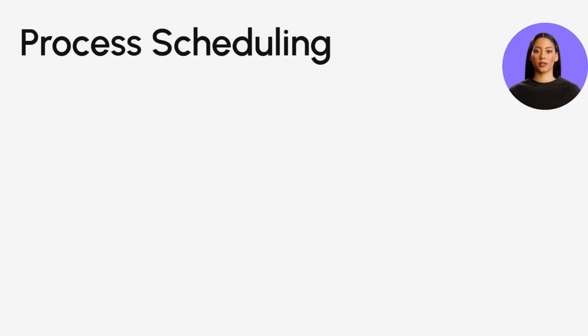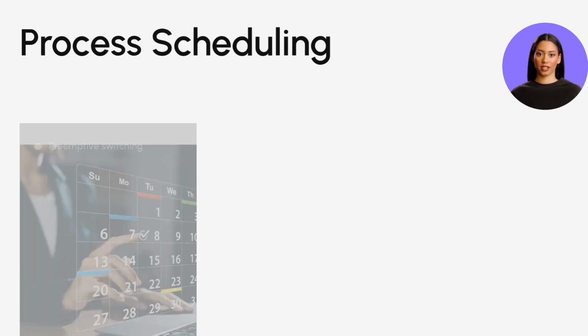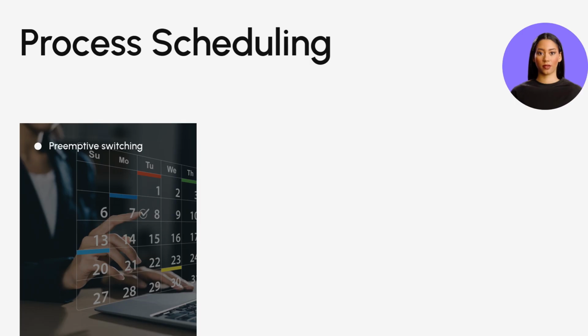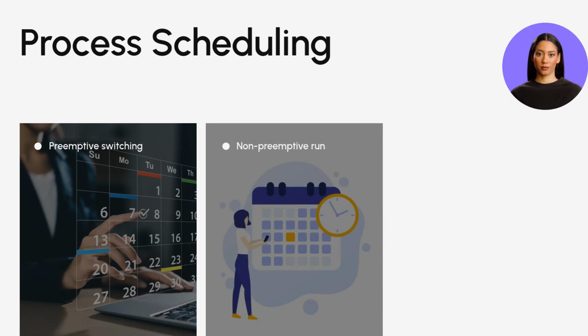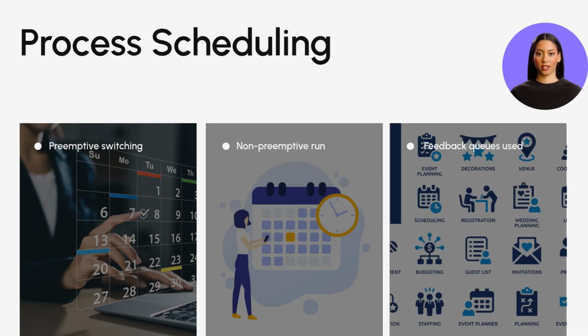Process scheduling determines which process runs next and for how long. Preemptive scheduling allows forced switches like round-robin. Non-preemptive scheduling lets processes run to completion. Modern systems use multi-level feedback queues. This ensures responsiveness and fairness.